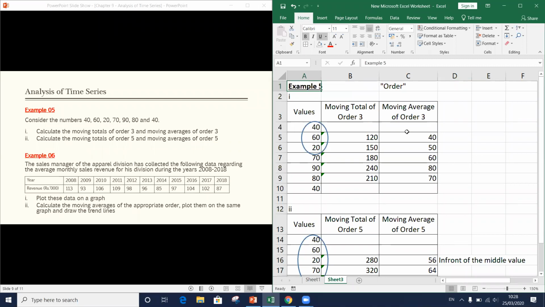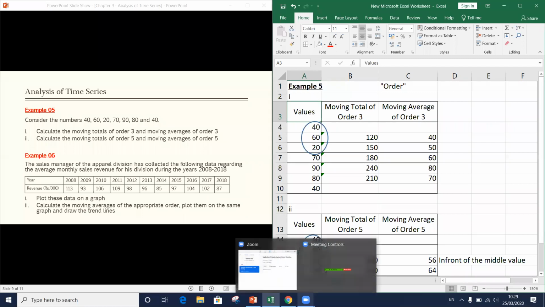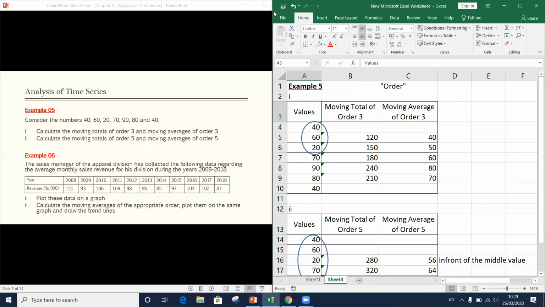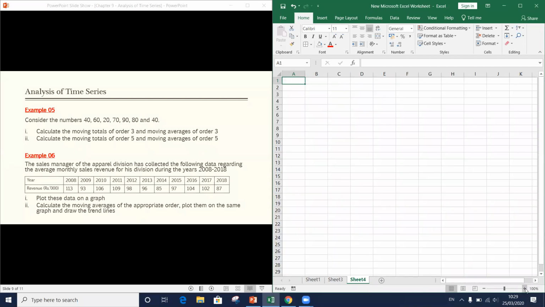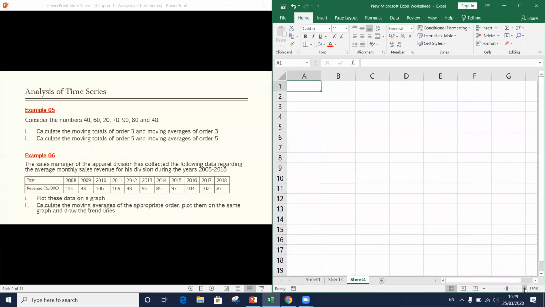I want your response. Did you understand how to generate these moving totals and moving averages? Yes, sir. Okay. So that is example number 5. Example number 6.